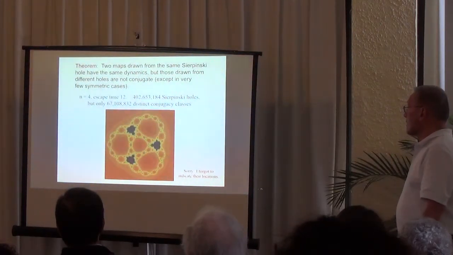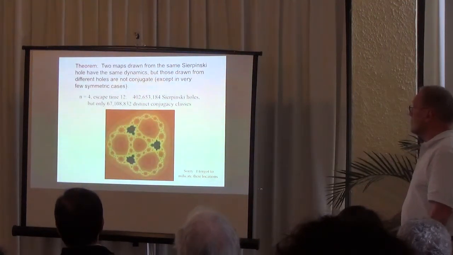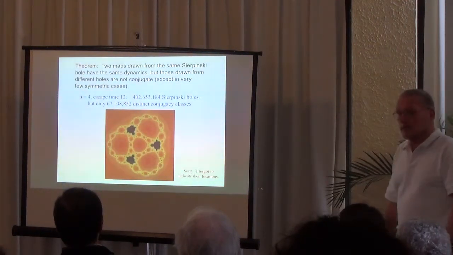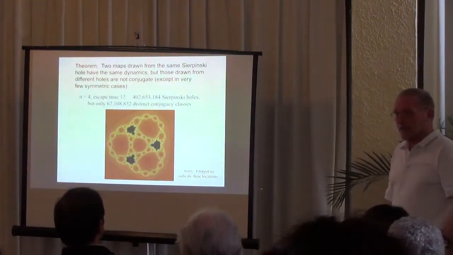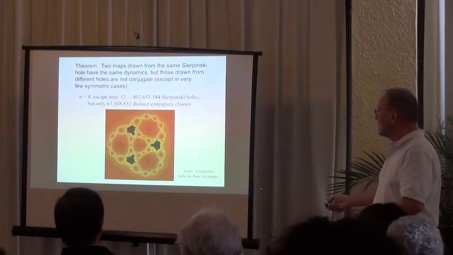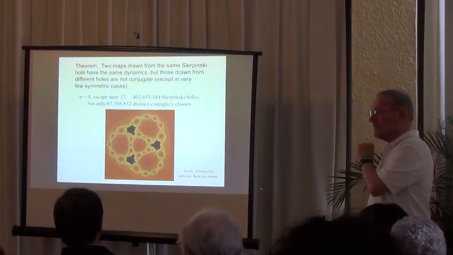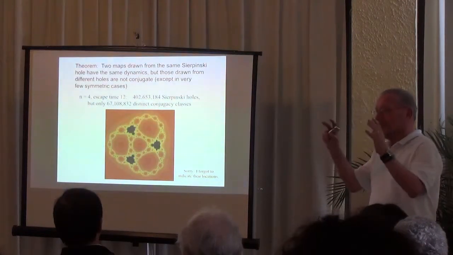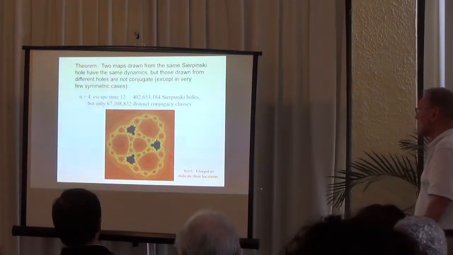Okay. If you go to n equals 4, escape time 12, it turns out there are over 402 million Sierpinski holes. Sorry, I meant to indicate exactly where they are, but I didn't have time. Then we know there are exactly 67 million conjugacy classes. These give a good idea of what's happening in these Sierpinski holes.